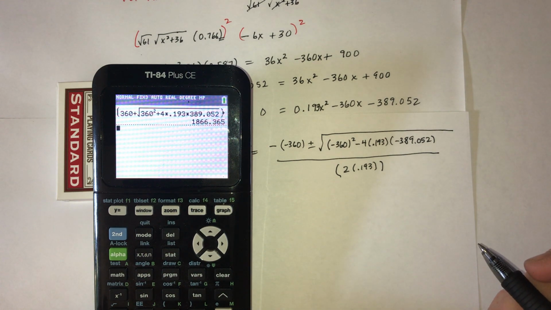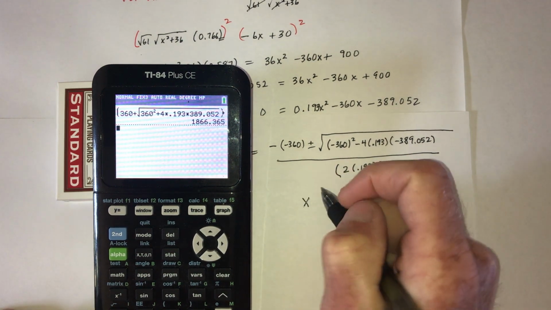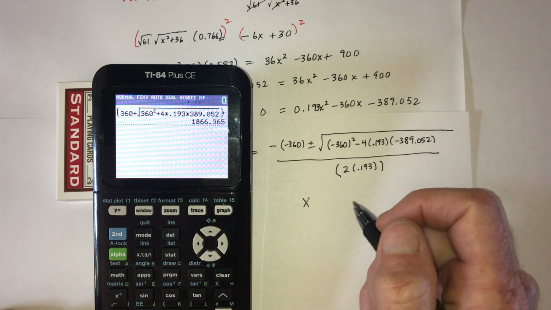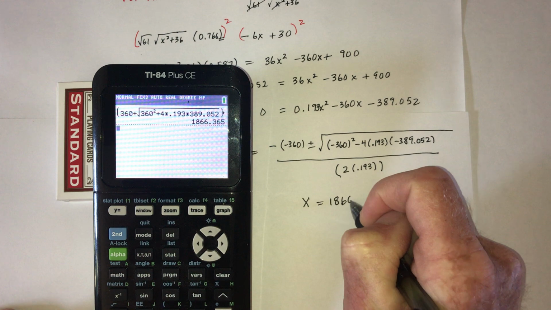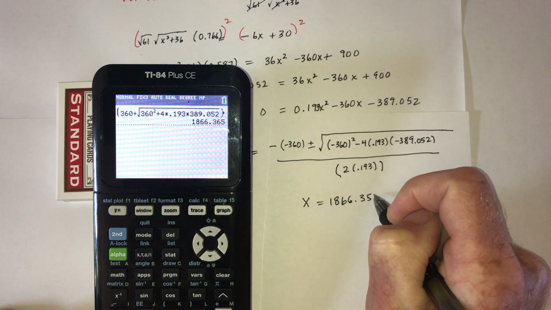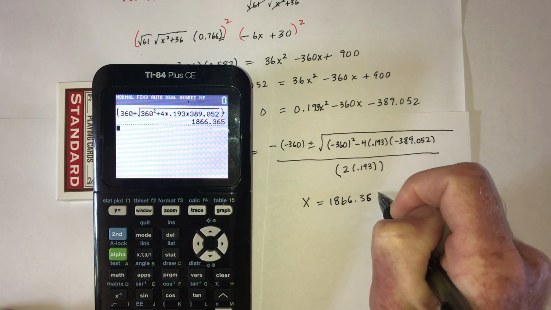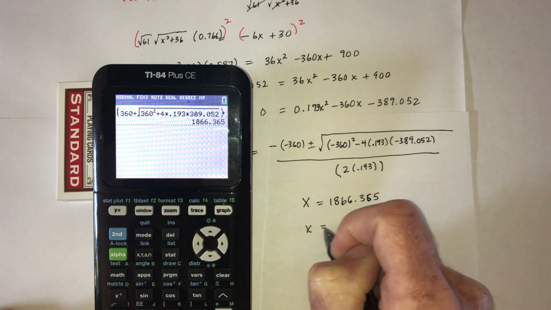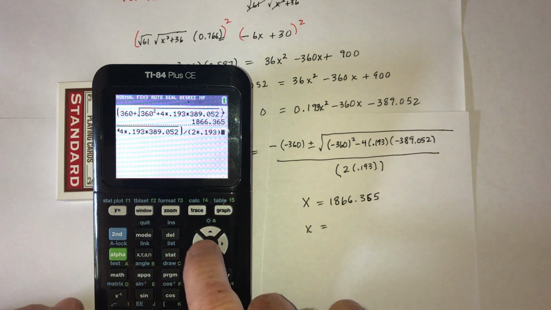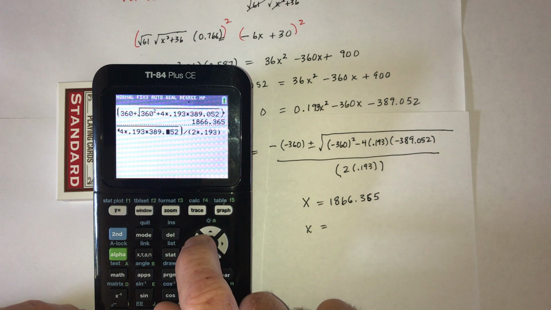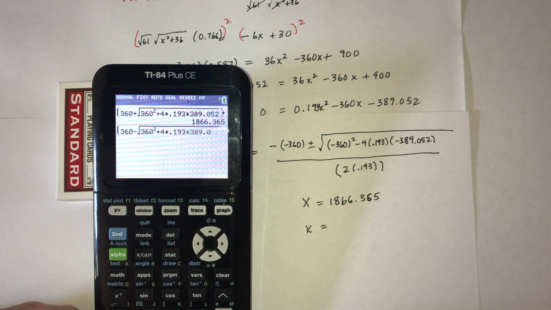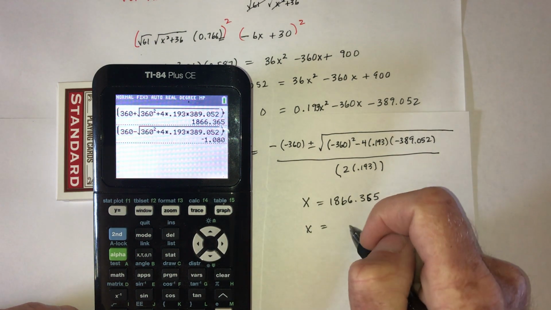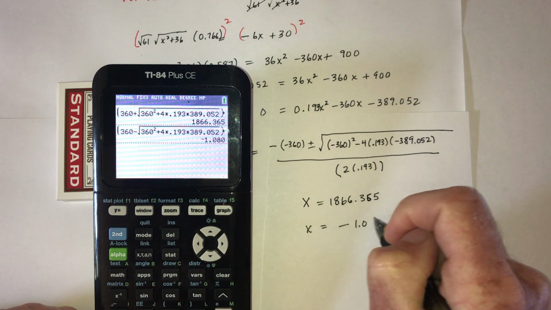And there we go. Within just 8 minutes, we already have one solution. X is equal to 1866.365. Then, of course, there would be a second answer when I do minus the square root. So don't forget the plus and minus right here. And then that would be negative 1.08.